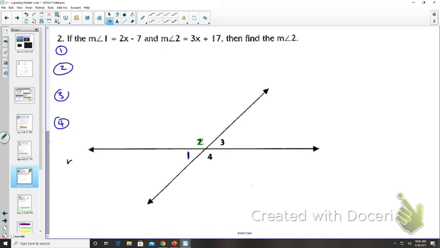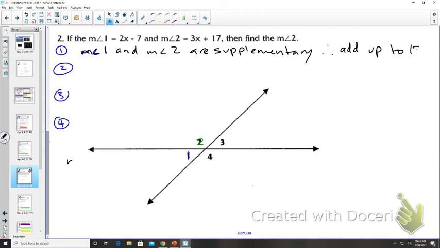They equal 180. Yep, and what do we call those? Supplementary. Okay. So we will say the measure of angle 1 and measure of angle 2 are supplementary. Therefore, they add up to 180, right? Okay, so second step, we've done the relationship.